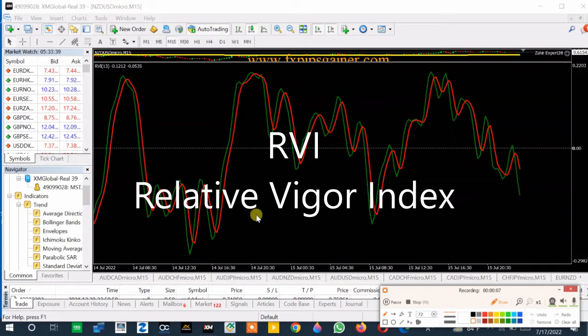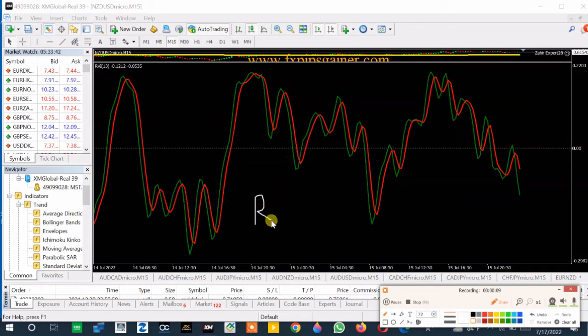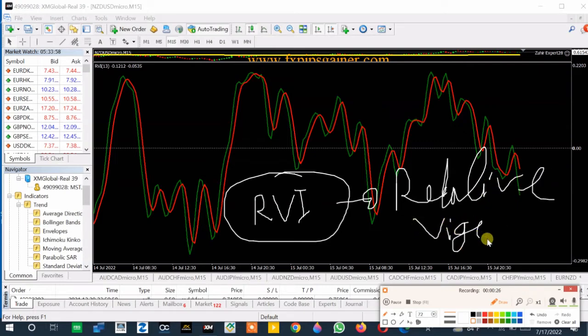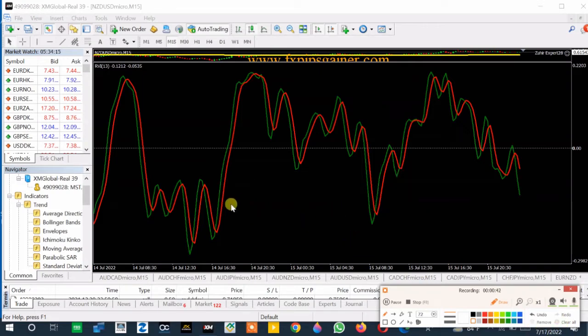Today I will explain about the RVI indicator and how we will trade with this indicator. RVI, that means relative vigor indicator, and it is a default indicator for every MT4 and MT5. Relative vigor index. Okay, now I am sure how this works.